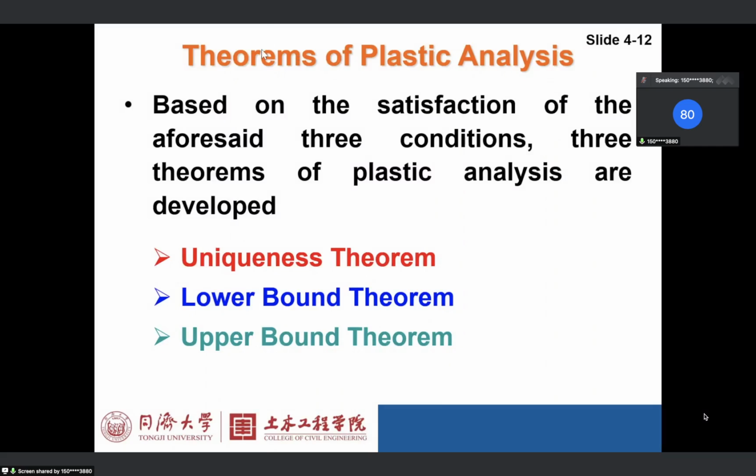So here we have three theorems of plastic analysis that you need to remember. Based on the satisfaction of the aforementioned three conditions, three theorems of plastic hinges are developed, which are the uniqueness theorem, the lower bound theorem, and the upper bound theorem.